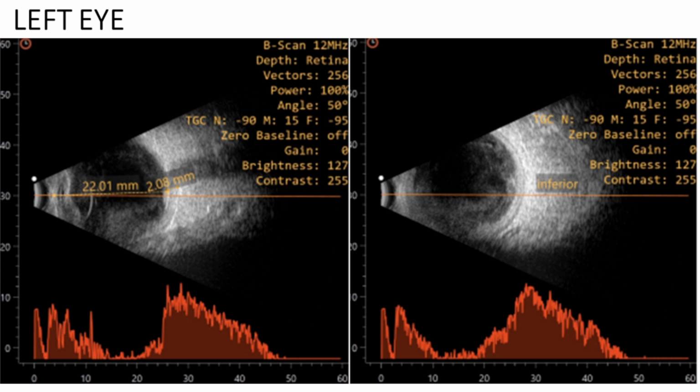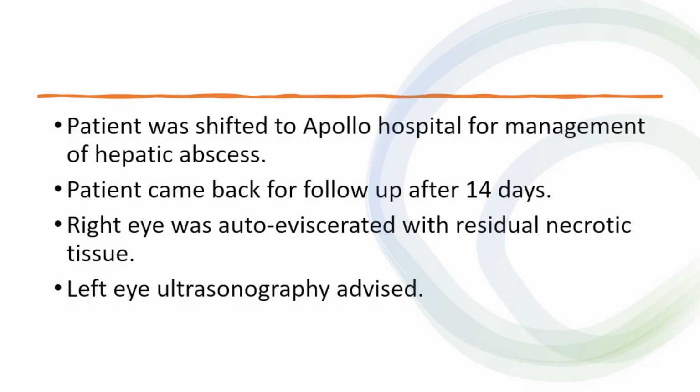Okay, then choroidal thickening, definitely yes, choroidal thickening. Next image. Okay, so what could be the left eye? Endophthalmitis. Okay. The patient was diagnosed with right eye panophthalmitis and left eye endophthalmitis.